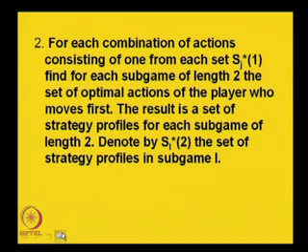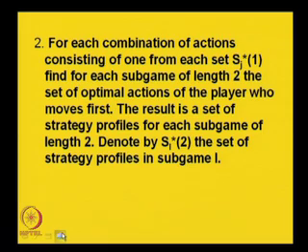This is the second step. For each combination of actions consisting of 1 from each set S_j^*1, find for each subgame of length 2 the set of optimal actions of the player who moves first. So, this is just what I have said before, but more formally. From subgame of length 1, then we go back to subgame of length 2. The result is a set of strategy profiles for each subgame of length 2. Denote by S_L^*2 the set of strategy profiles in subgame L. So, L is just an index.